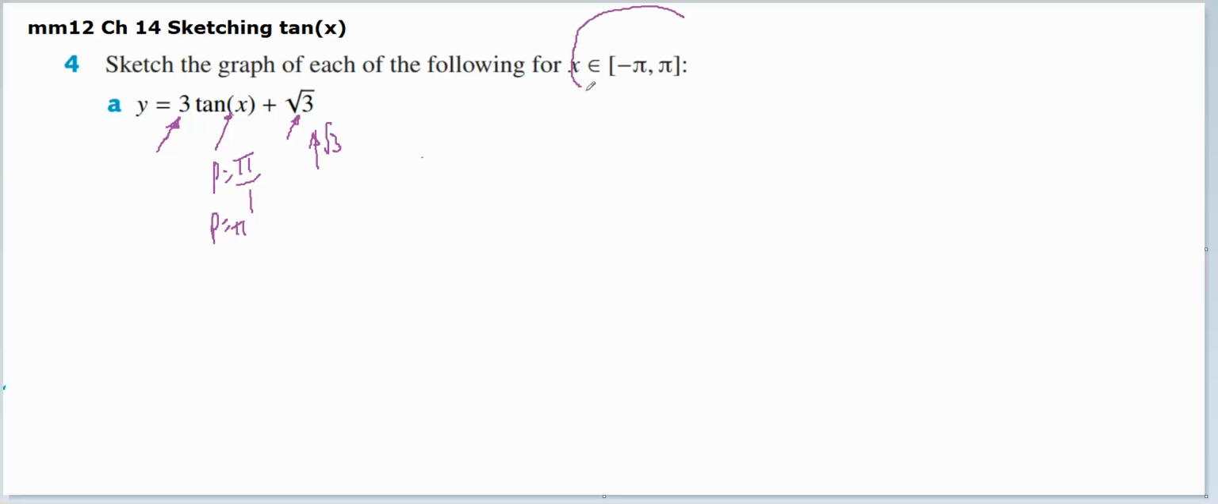My total domain that I am drawing it across goes from minus pi to pi, so that's 2 pi. Since my period is pi, I'm going to have 2 cycles. I haven't had a sideways translation, so I should have asymptotes at 0 plus or minus pi on 2. Therefore, the distance between them will be pi.